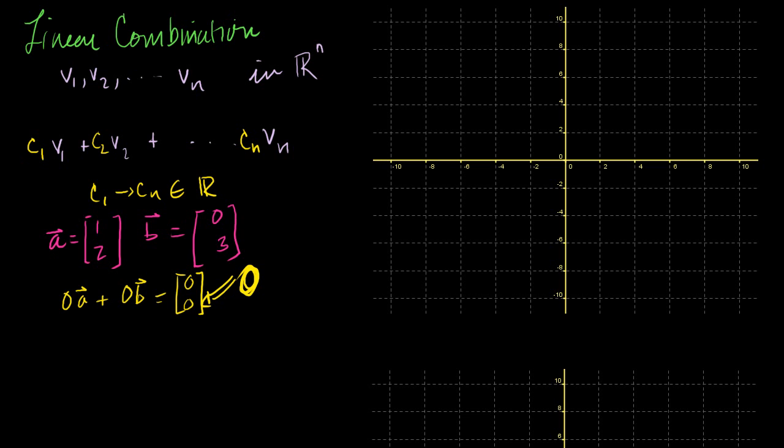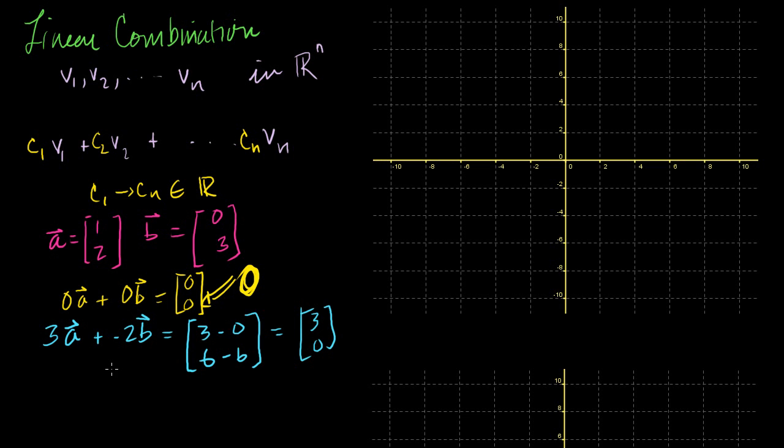We could also, I could do 3 times A. I'm just picking these numbers at random. 3 times A plus, let me do a negative number just for fun, so let's do plus minus 2 times B. What is that equal to? Well, let's figure it out. Let me write it out. It's 3 times 1 minus 2 times 0, so minus 0. And it's 3 times 2 is 6, 6 minus 2 times 3, so minus 6. So it's the vector 3, 0. This is a linear combination of A and B.